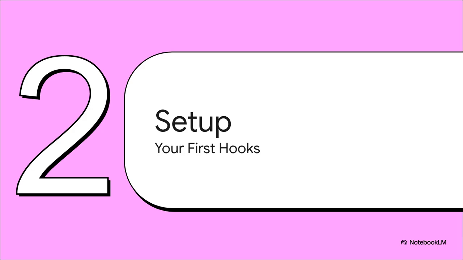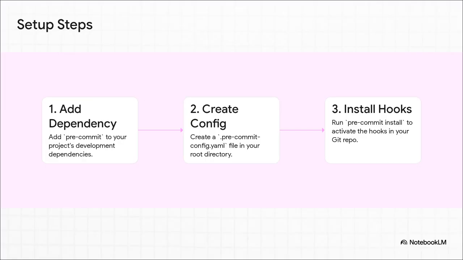Okay, theory is great, but let's get our hands dirty. How do you actually set this up in your project? You're gonna love this. It is surprisingly easy. It's really just a simple 3-step process. First, you just add pre-commit to your project's dev dependencies. Easy enough. Second, you create this little config file in your project's root directory. It's called .pre-commit-config.yaml. That's kind of the brains of the operation. And then step 3, you just run one command: pre-commit install. That's it. It hooks itself into your Git repo, and you're good to go.